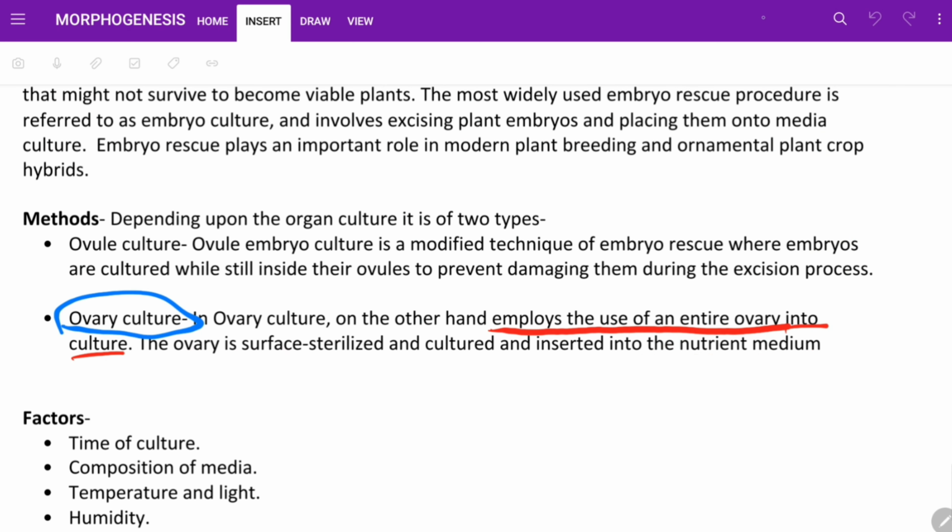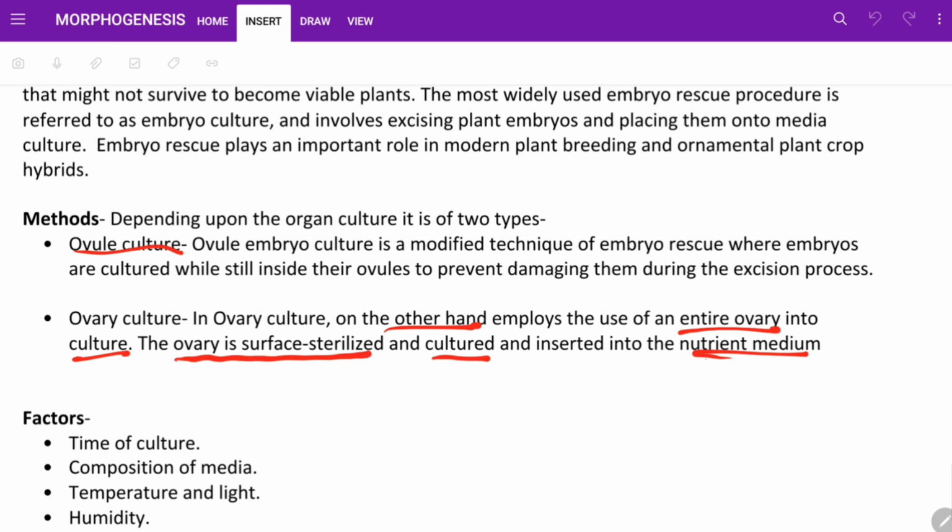What it says is that in ovary culture, compared to ovule culture, it implies the use of the entire ovary in the culture. The whole ovary is placed into culture. The ovary is surface sterilized and cultured inside nutrient medium.